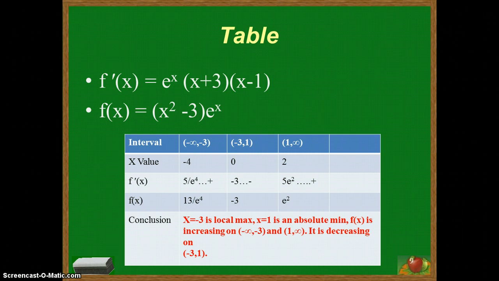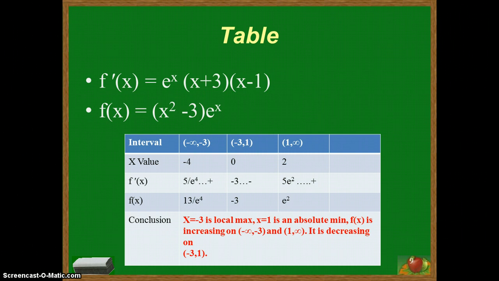Okay, I've also included the function values there. So x equals -3 has to be a maximum because the derivative goes from positive to 0 at the critical number to negative to the right of the critical number. And x equals 1 is an absolute min because it goes from negative to 0 to positive on either side of that critical number. It's an absolute because to the left and the right of that critical number, especially to the right, the function continues to increase. So I know that it doesn't get any smaller than the function value at 1.